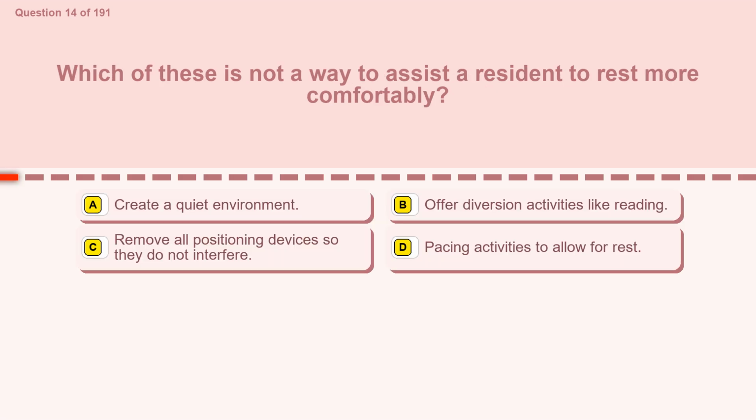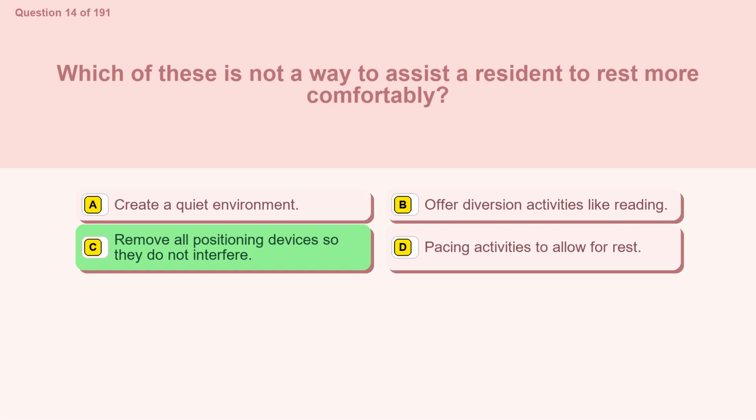Question 14. Which of these is not a way to assist a resident to rest more comfortably? Option A, create a quiet environment. Option B, offer diversion activities like reading. Option C, remove all positioning devices so they do not interfere. Option D, pacing activities to allow for rest.